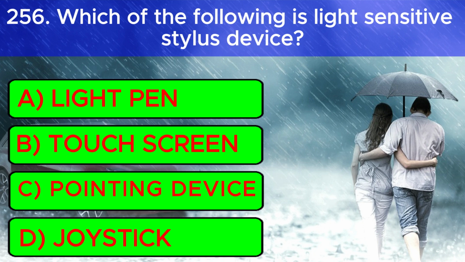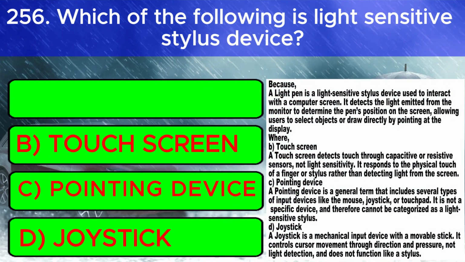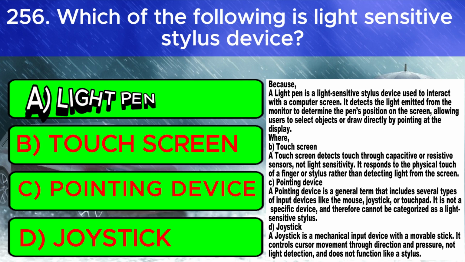And the correct answer is A. Light pen, because a light pen is a light-sensitive stylus device used to interact with a computer screen. It detects the light emitted from the monitor to determine the pen's position on the screen, allowing users to select objects or draw directly by pointing at the display.